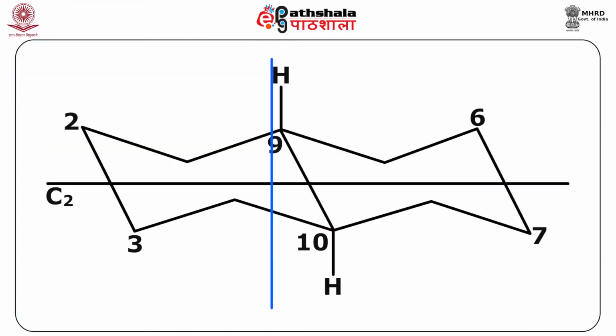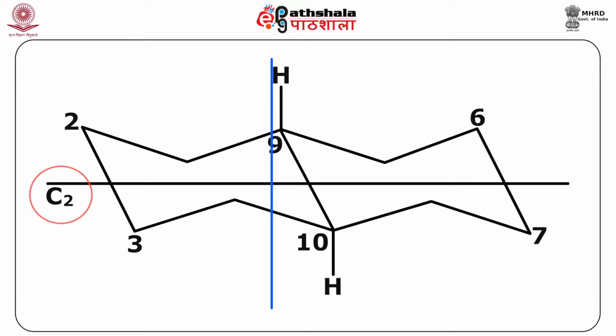It remains in the equatorial conformation with respect to both the rings, and we represent this conformation as the EE conformation. The EE trans decalin has a center of symmetry lying at the midpoint of the C9–C10 bond as shown in this figure, and hence it is an achiral or optically inactive molecule. That is, its mirror image is superimposable on it.